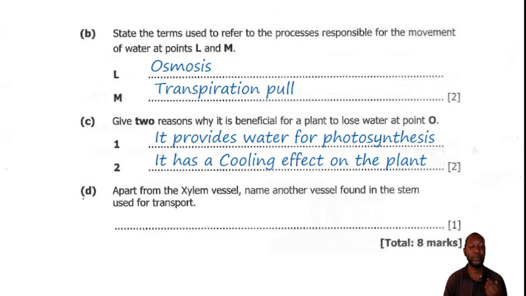Part D. Apart from the xylem vessel, name another vessel found in the stem used for transport. The other vessel found in the fascicular bundle is the phloem vessel. So these were the solutions to question number 4.